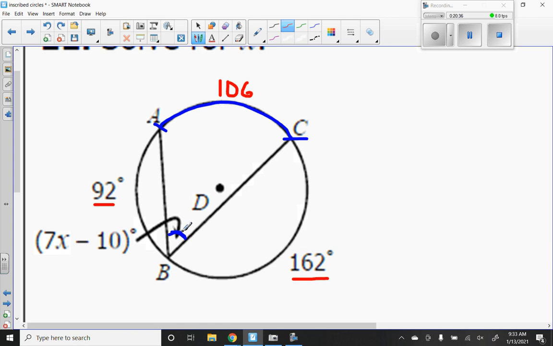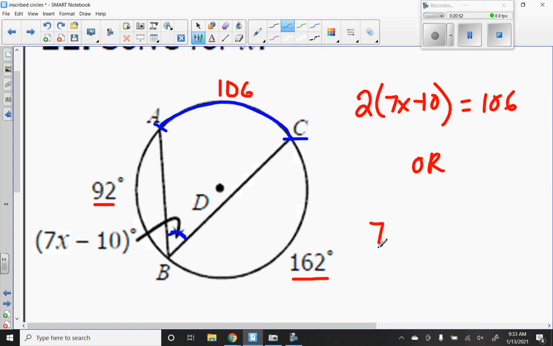Now, I'm ready to set up one of two equations. I'm going to once again double the angle, or take half of the arc. They're never equal if they're inscribed.